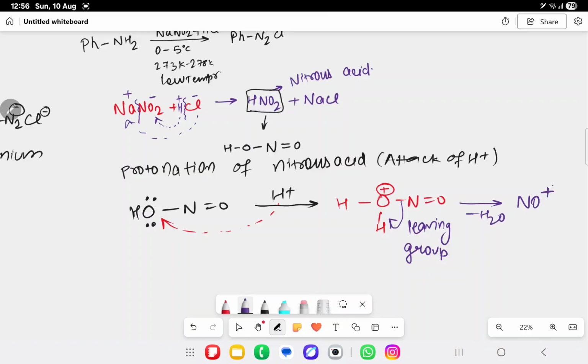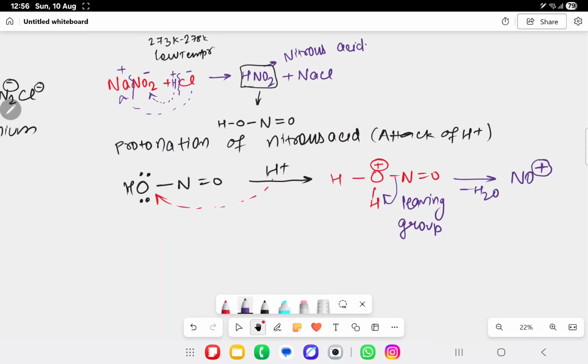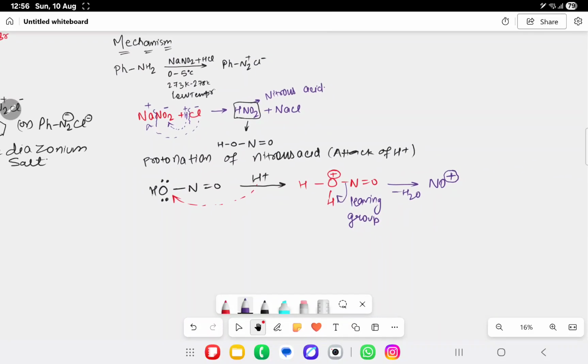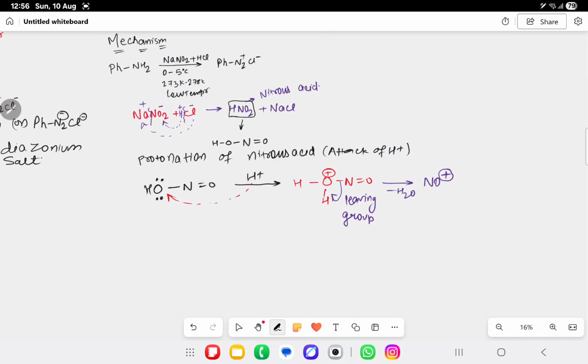Whenever we study coordination compounds and they give you an NO compound, we say NO has a 1 plus charge. So you are getting NO plus. Now the aniline, PhNH2, has a lone pair of electrons. NO plus is over here, and a plus means it wants electrons, so it will go to the nitrogen lone pair of aniline. It will go over here, Ph N H H, and attack on the lone pair.